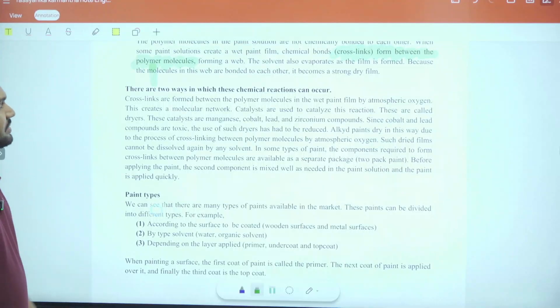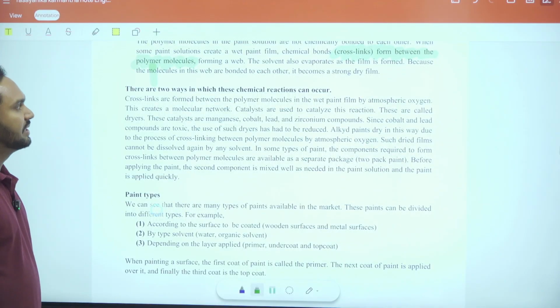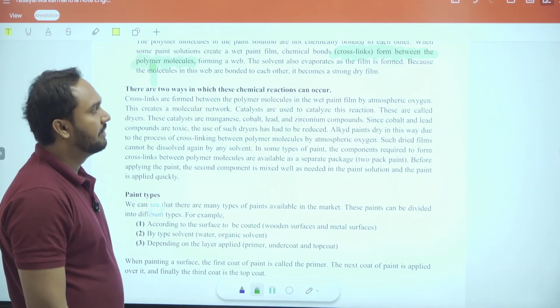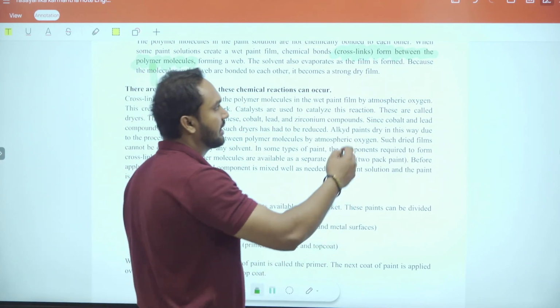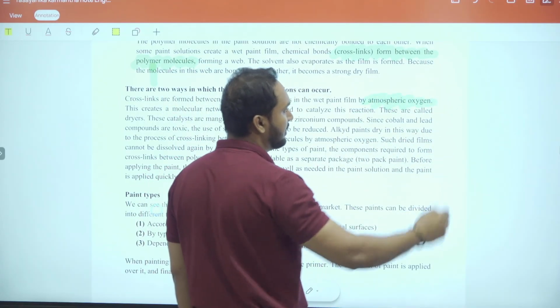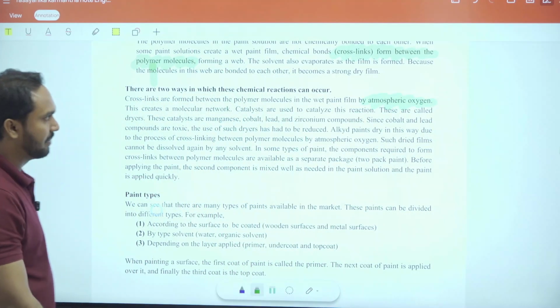There are two ways in which these chemical reactions can occur. Crosslinks are formed between the polymer molecules in the wet paint film by atmospheric oxygen. That is one way of it happening.